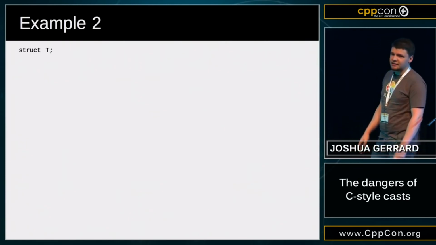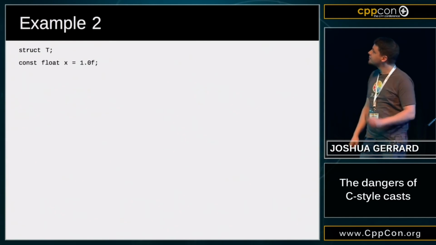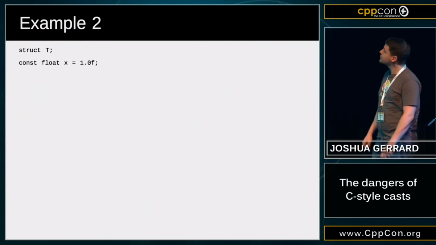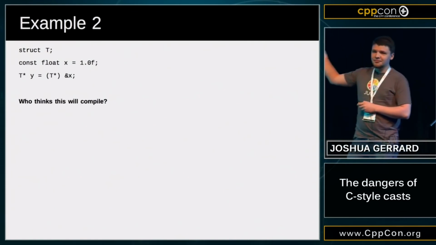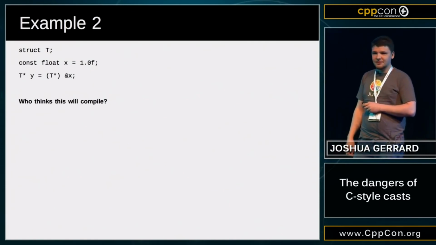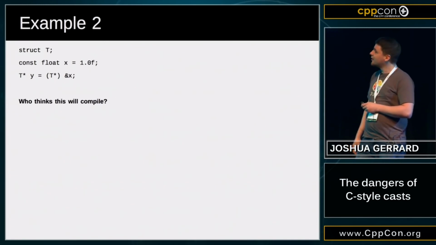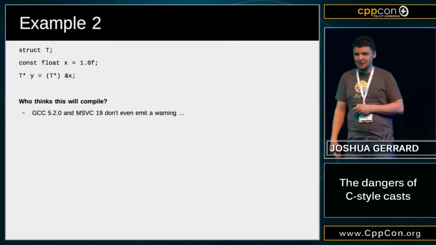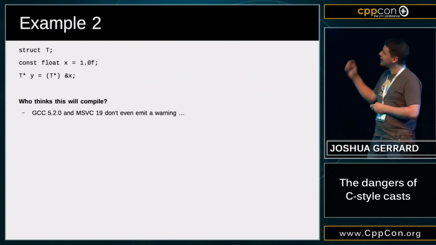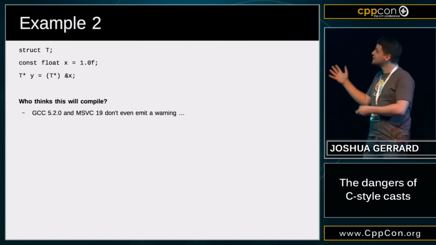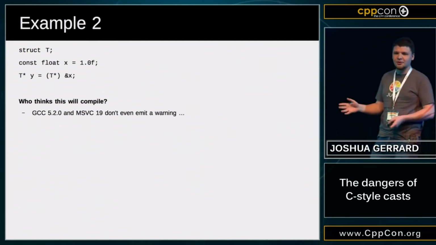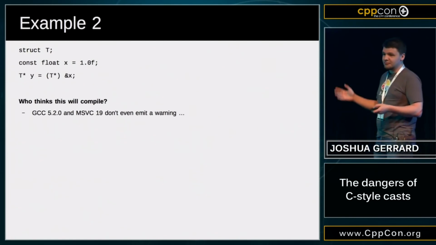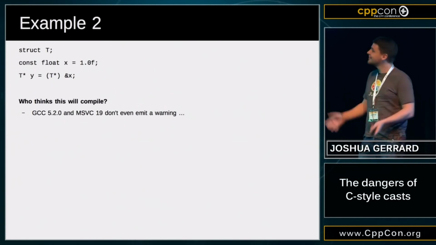So another example. We've got a forward declared struct, t. We've got a const float. Who thinks that will compile? Relatively few of you. Well, sadly, it will. I mean, we don't even have the definition of t at this point, but it will still compile. It will throw away the constness and will be into undefined behavior once again.